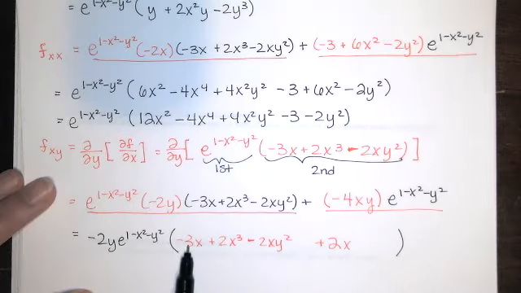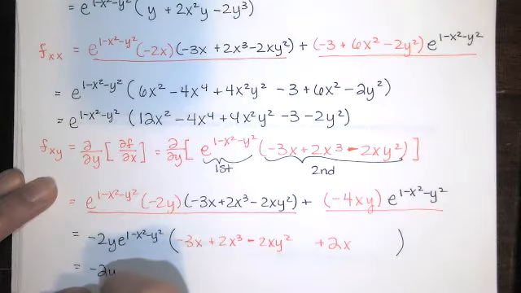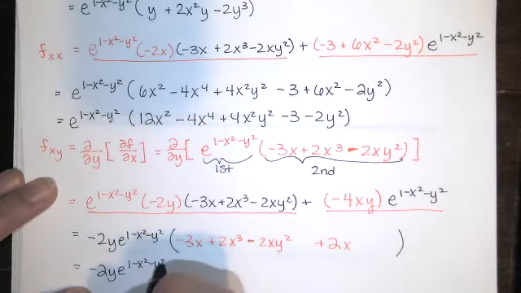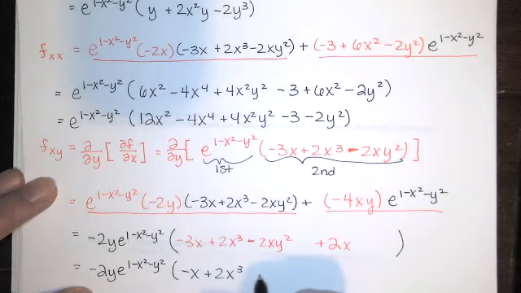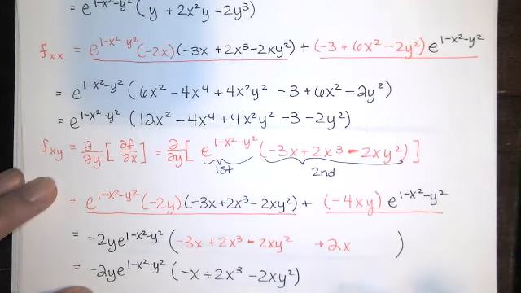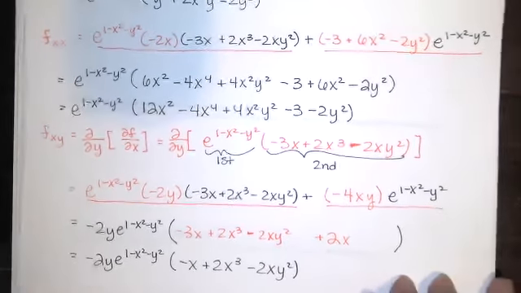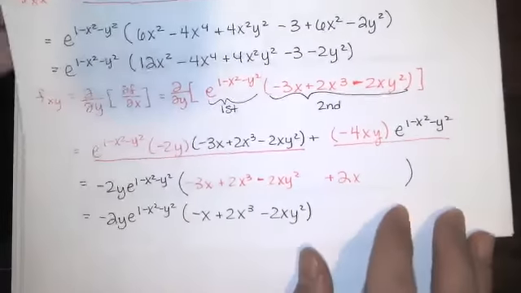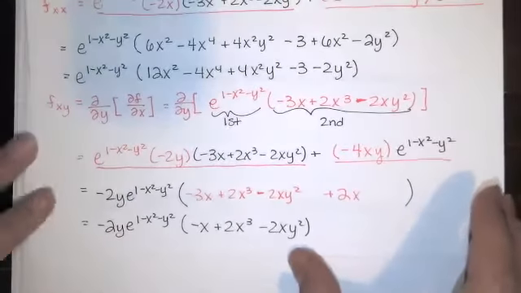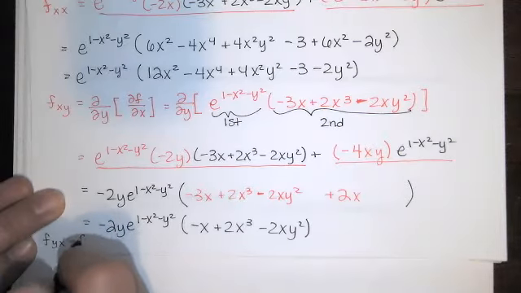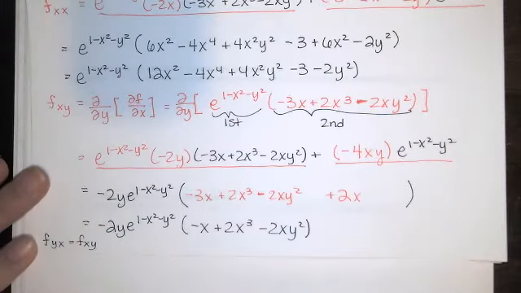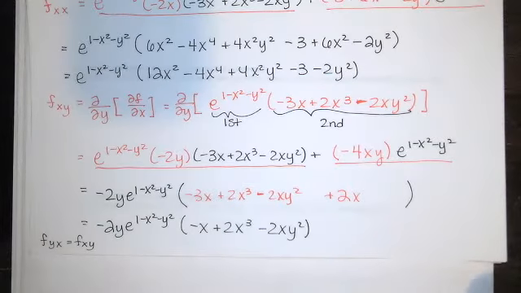Okay, and I've got a negative 3x here and a 2x, so I can combine those. It's going to give me a negative x plus 2x cubed minus 2xy squared. And mixed partials happen to be equal. Those guys are the same, so don't worry about doing this guy. It saves us a little bit of differentiation.